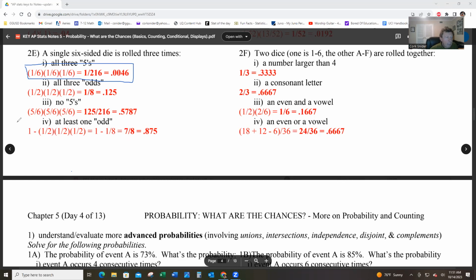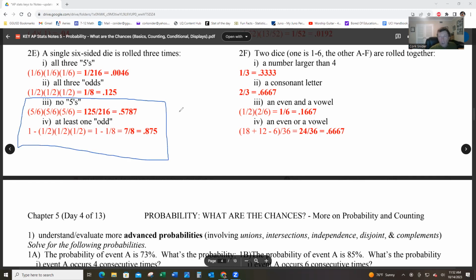Okay. Then all 3 are odds, and there are 3 odds, 1, 3, and 5. That's half of the rolls. So that's a half times a half times a half. Okay, that's easy. Okay. No 5s. Now, I really want to point out these 2 right here. These are the ones that are hard, or at least you need to learn them.